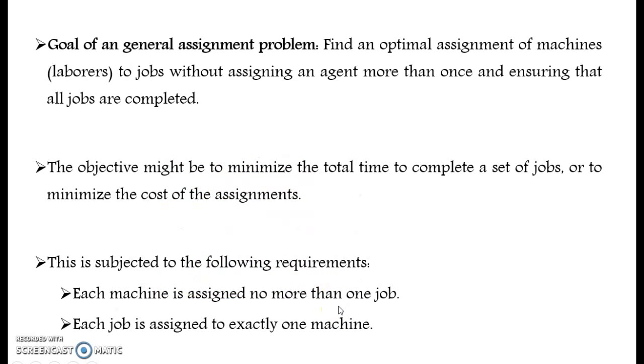Now, what is the goal of the general assignment problem? The first is to find the optimal assignment of machines or labor to jobs without assigning an agent more than once, and ensure that all jobs are completed. The objective might be to minimize the total time to complete the set of jobs or to minimize the cost of the assignment. This is subject to the following requirements.